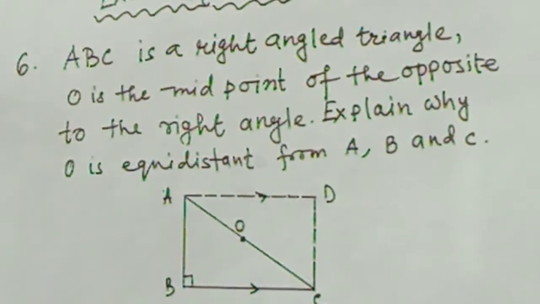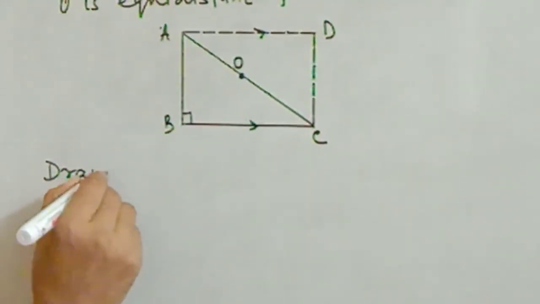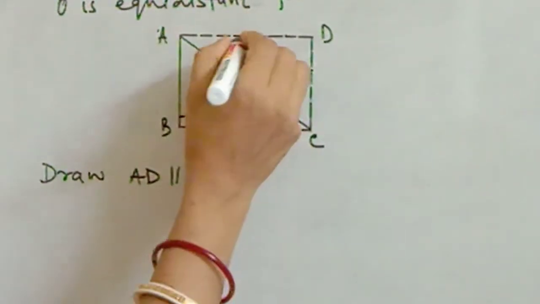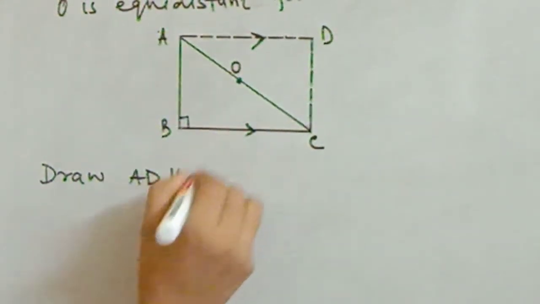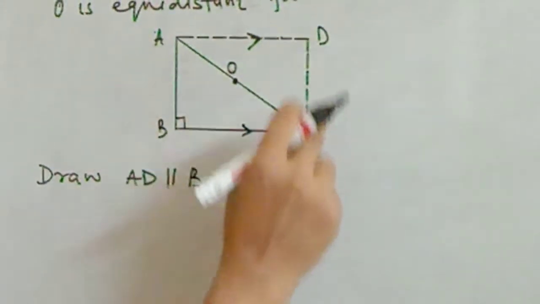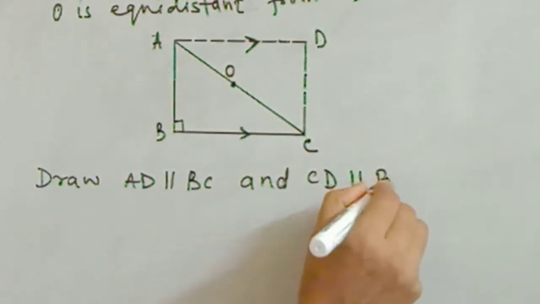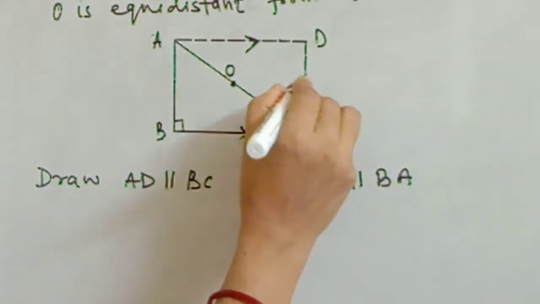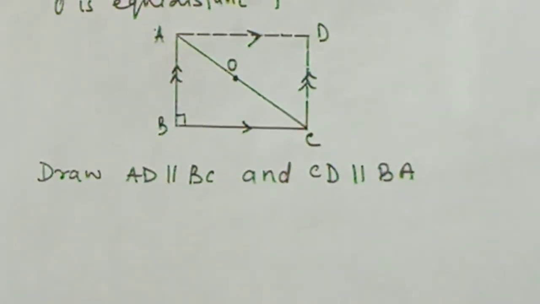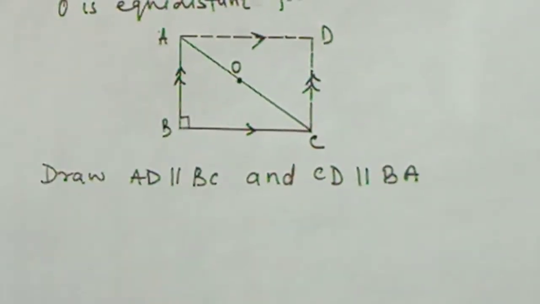Now, for this we will draw AD parallel to BC and DC, or CD, parallel to BA. CD parallel to BA. Now you can see that opposite sides are parallel.